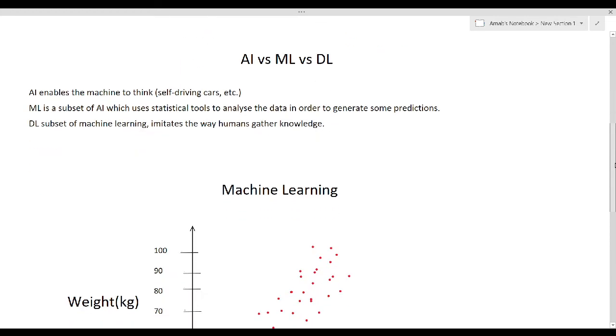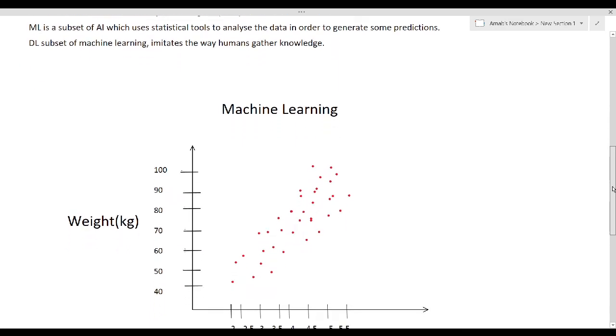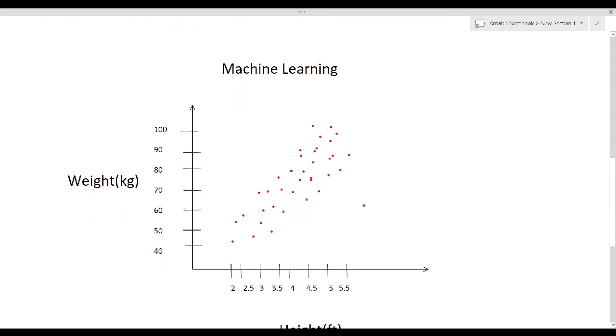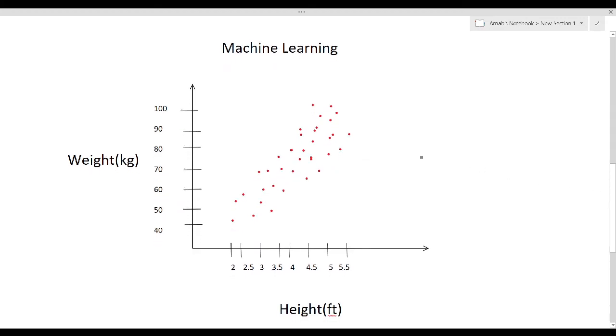Now I'll just give you a high level perspective of what exactly we are trying to do in machine learning. Over here you can see a random data set that I've created, with weight on the y-axis and height on the x-axis. Height is in feet and weight is in kilograms. As we can see, when the height is around 2 feet, the weight is somewhere around 40 to 50 kilos. It's just a random graph that I've created for this purpose.